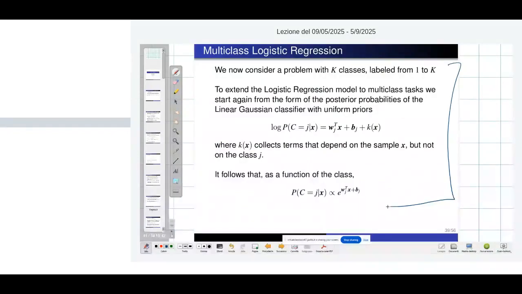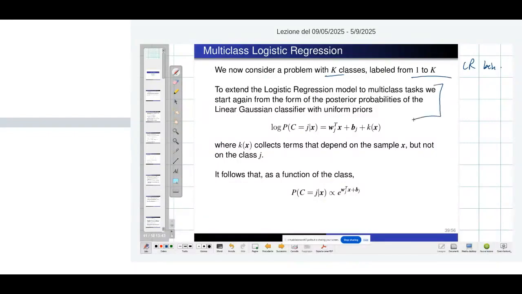Questions up to here? Okay, then we will go quickly through this, because I want to finish also another part, but we can then extend our model. We have seen the logistic regression for binary. We can now extend the model to multiclass. Now we assume we have k classes labeled 1 to k, so numbers.